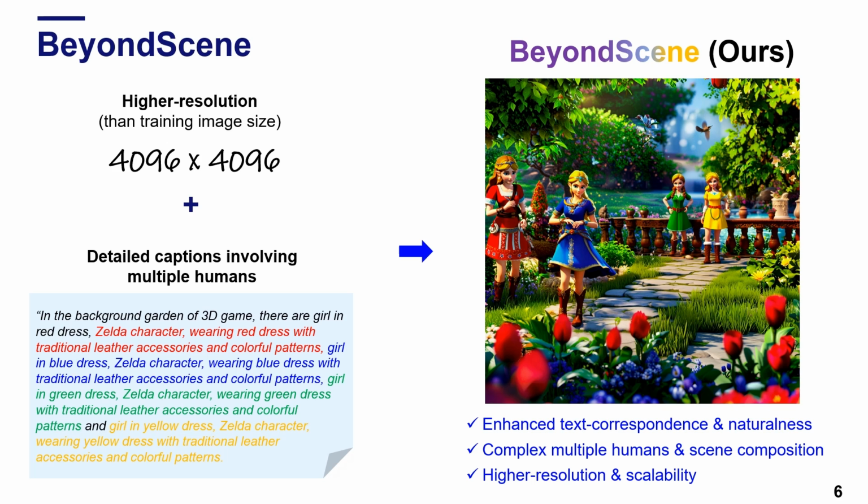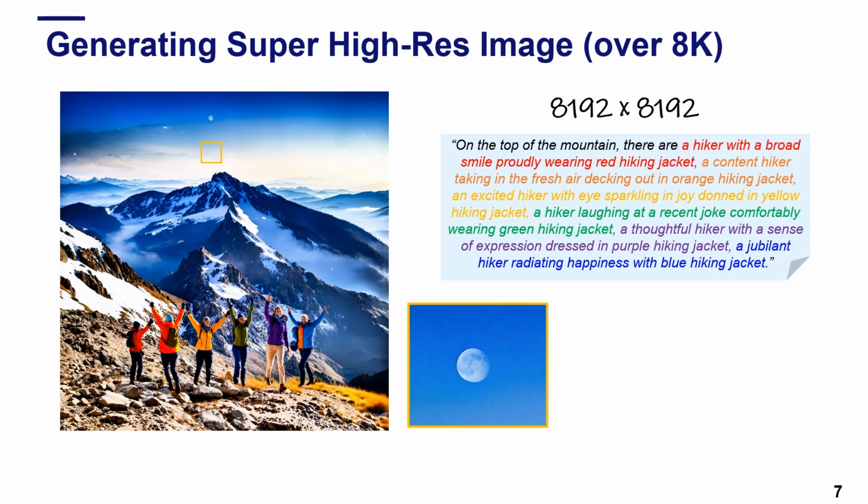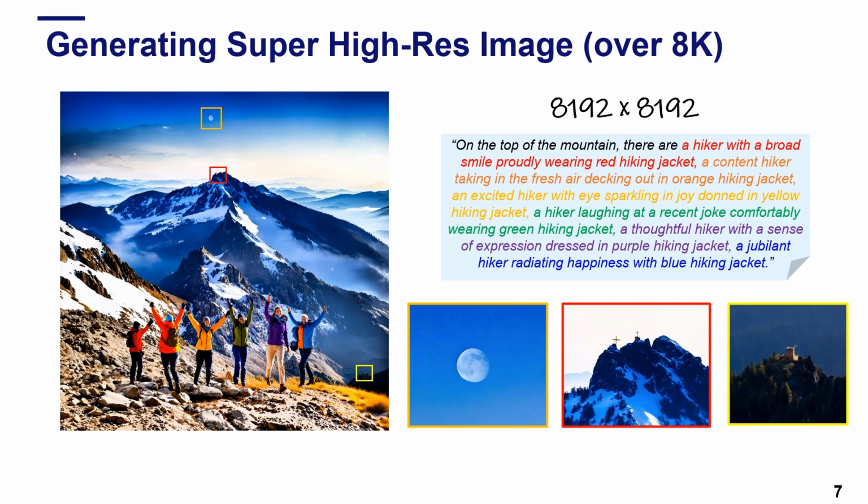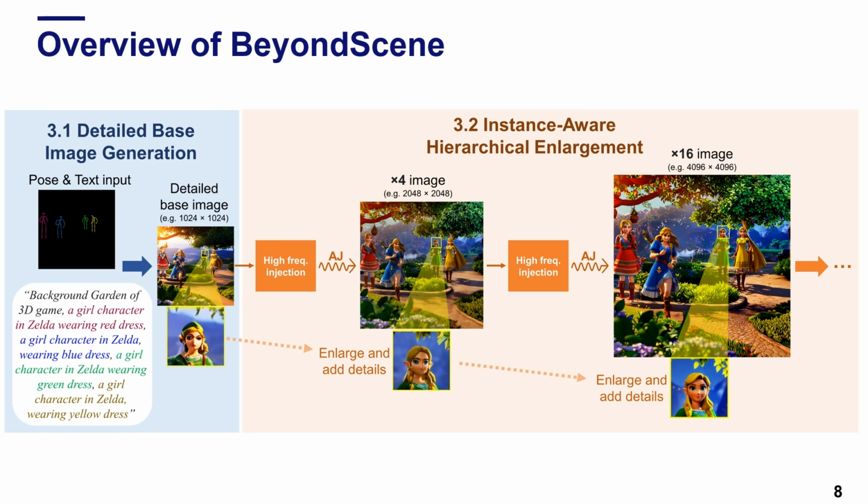Here, we propose BeyondScene, a novel framework that overcomes these limitations, generating high-resolution human-centric scenes with exceptional text-image correspondence, naturalness, and complex scene composition. Our BeyondScene can produce super high-resolution images beyond 8K, surpassing the training resolution of SDXL by 64 times. BeyondScene employs a staged and hierarchical approach consisting of detail-based image generation and instance-aware hierarchical enlargements.